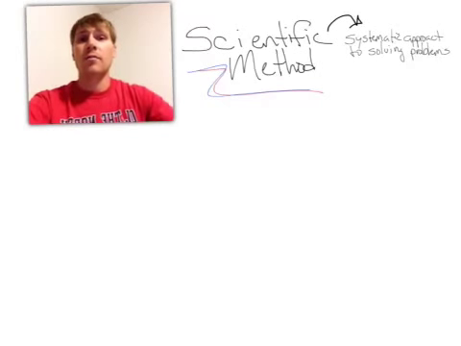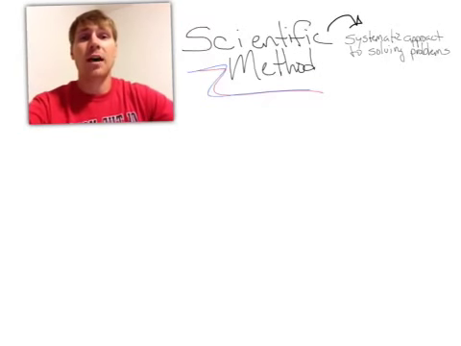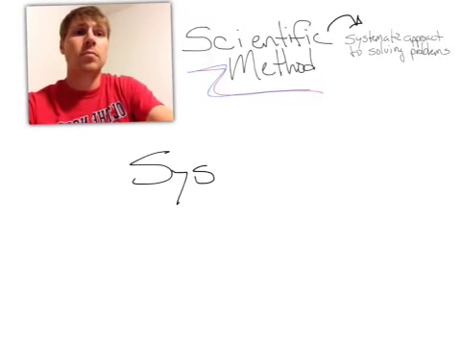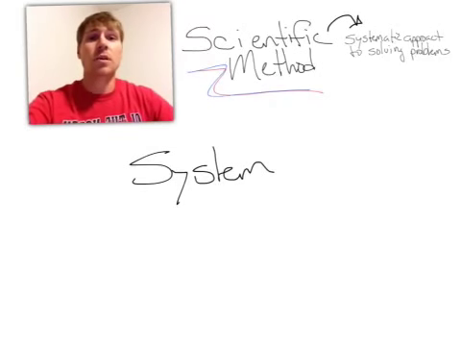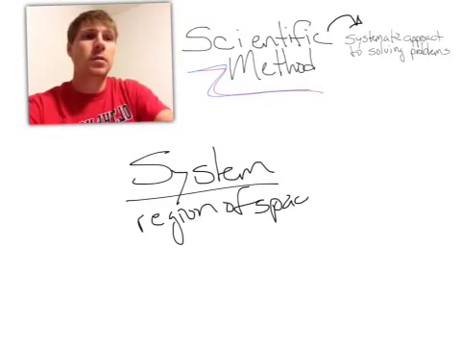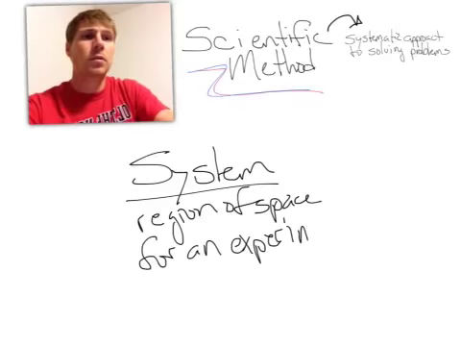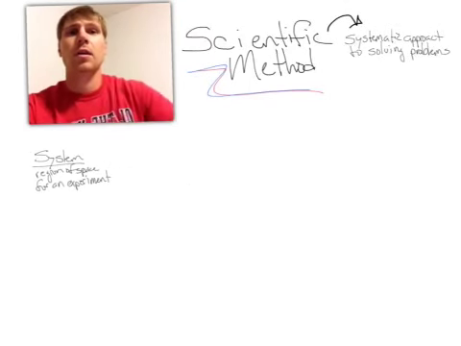All right, now, the first thing that we really truly have to figure out with the scientific method is that when we're looking at an experiment, we have to define what we call a system. Now, a system is simply just the region of space where we're going to actually do the experiment. So, region of space for an experiment. All right, so we don't forget that. Let's just put that over here, and that's what we're going to look at.